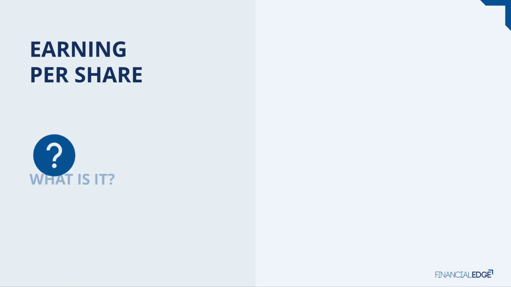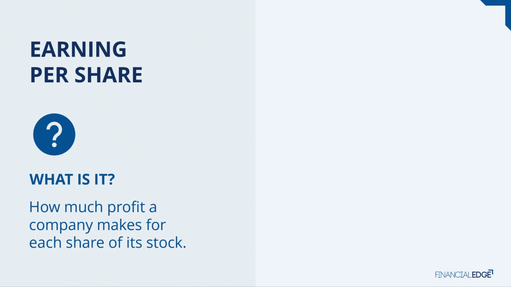Earnings per share. What is it? Well, it's how much profit a company makes for each share of its stock. Now, this is quite useful for shareholders. They can find their EPS and then multiply it by the number of shares they have, or look at how it's improved or deteriorated over time.